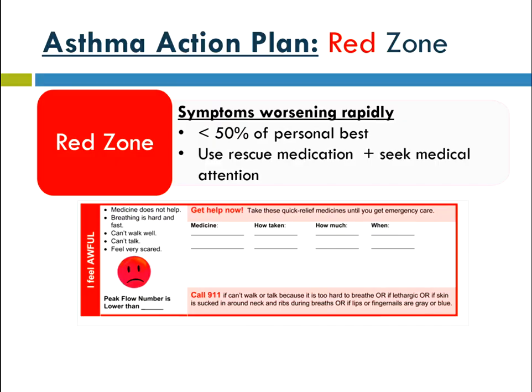So we're already at less than 50% of the best. Rescue plus seeking medical attention. At this point, the medicine doesn't help. So we're really relying on that LABA in their SMART or the SABA that we have to sustain them until they get to that medical care. Okay? Breathing is hard and fast. It's hard for them to walk. It's hard for them to talk. And at that point, a lot of patients feel pretty scared. This is when you hear, like, it's an elephant sitting on my chest, or you usually hear that at that point. Okay?